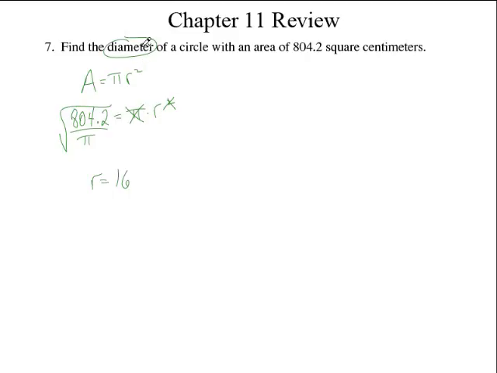Now that's not the question that they asked for. They say find the diameter. So the diameter is just twice as big as the radius, so you just double it, multiply it by 2, and you get 32. This was in centimeters, so the diameter is 32 centimeters.